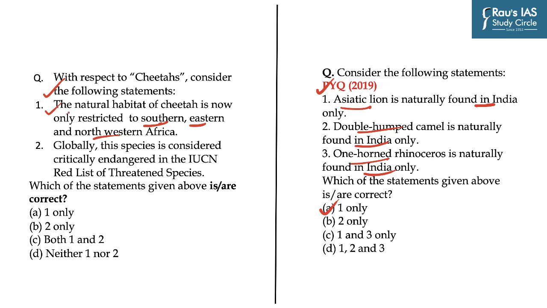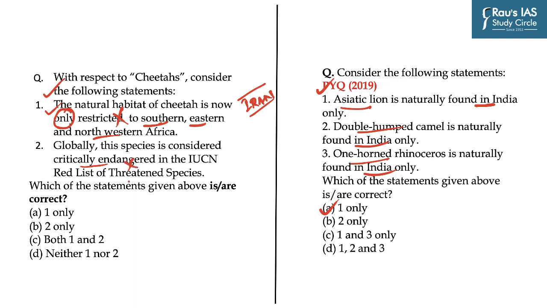Since the word "only" is written, you should be cautious. Whenever there is a word like "only" or "all" in a statement, you should read it carefully. If you look at the current habitat of cheetah, it is also found in Iran, which was the place where we were earlier thinking of importing cheetahs from. So it's not just southern, eastern and northwestern Africa, but also Iran, and hence this statement is incorrect. The second statement, that globally this species is considered critically endangered in the IUCN Red List of Threatened Species, is also incorrect.